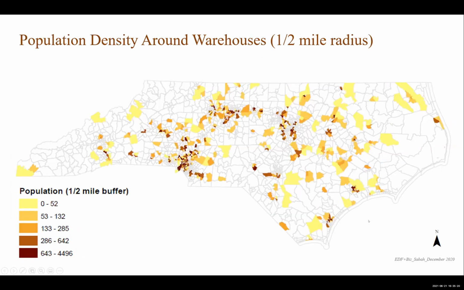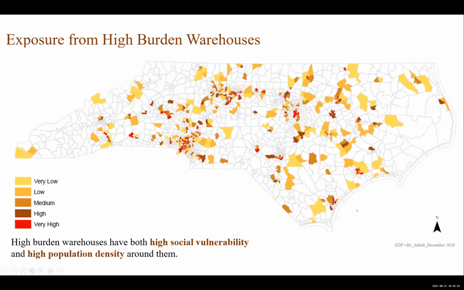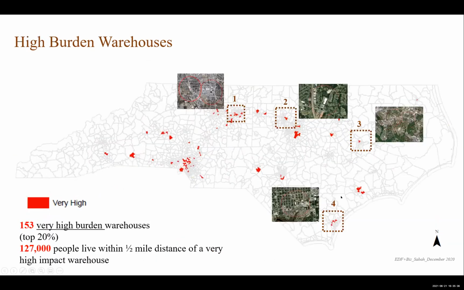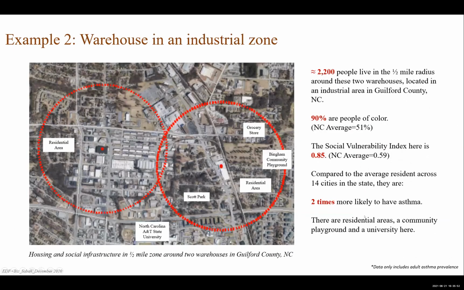And now looking at population density around those same warehouses. Now you have population density plus high social vulnerability, and now we teased out these red areas where we're calling very high burden warehouses, where again, population density matches where there's high social vulnerability around those facilities. I'll zoom in really quickly, but in conclusion, we found about 153 very high impact warehouses that were in the top 20%, and 127,000 people living within just a 1/2 mile radius of those impacted warehouses.